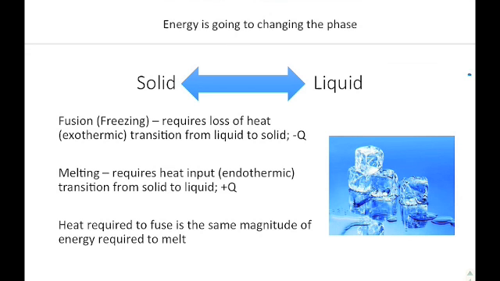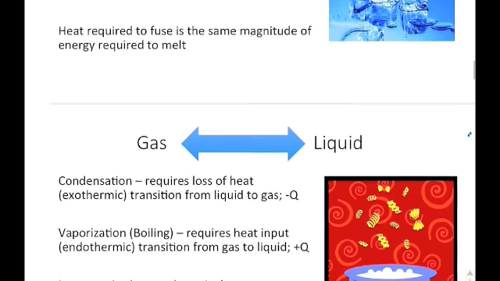And what you should know is that the heat that's required to fuse is the same magnitude as the heat that's required to melt. So if it takes 10,000 joules to melt, I have to take 10,000 joules out of it to make it fuse. And so they're kind of analogous to one another. They're mirror images of themselves.